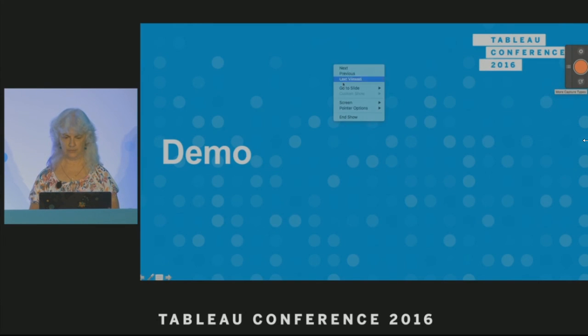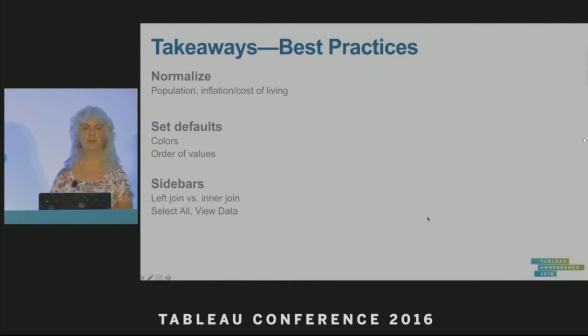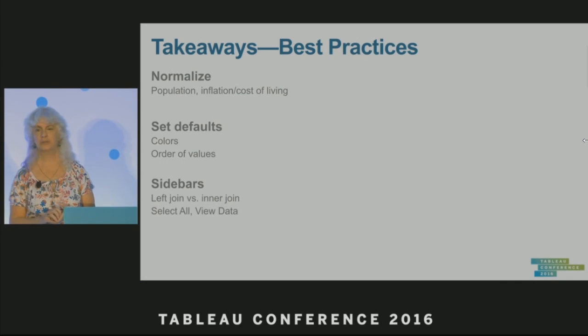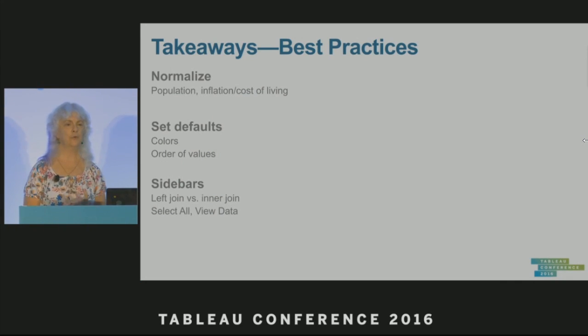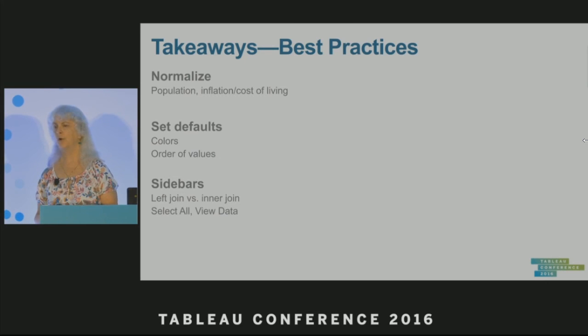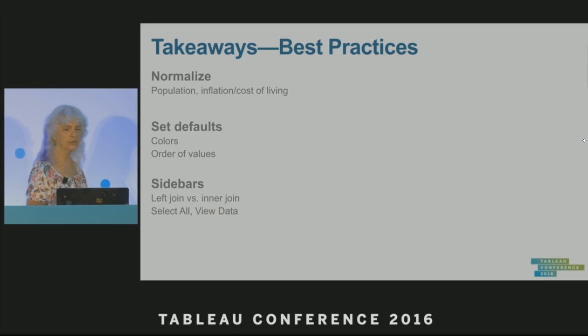Going back to takeaway slides. So the takeaways for these best practices, normalizing is a good idea. Population is a good thing to normalize by fairly often. Another thing that comes up a lot is if you have financial things that happen over a period of years, you might also want to normalize on inflation or cost of living or whatever. Setting defaults is a good thing. That's something that you can do at any time. It'll just make things better for the future.